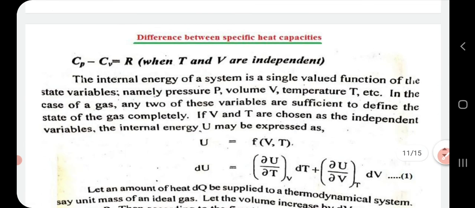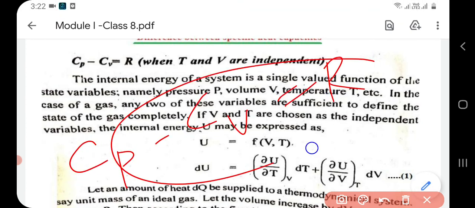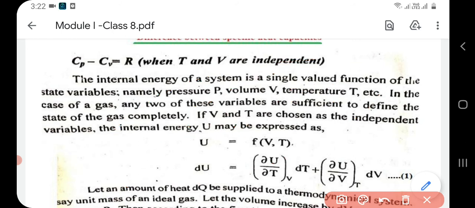Now this is an important derivation. You will be asked to derive, or show, that the difference between the specific heat capacity at constant pressure, that is Cp, and the specific heat capacity at constant volume, Cv, is equal to the universal gas constant R, that is Cp minus Cv equals R. Prove this relation. That is a possible essay question. So let us begin.